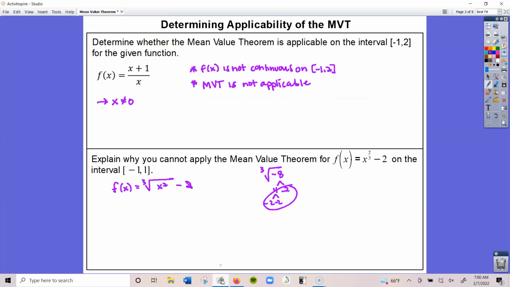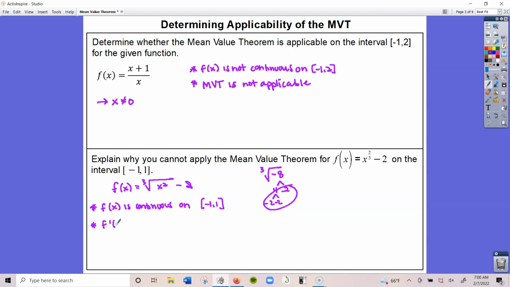Now granted, this is a question where you would not have the graph, so we would have to be able to figure that out. So before moving on, I would clearly state that f of x is continuous on the interval -1 to 1. But now we're going to determine differentiability. So differentiability means I can take the derivative and I can plug in any number and get an answer. So we're going to take the derivative of this function.